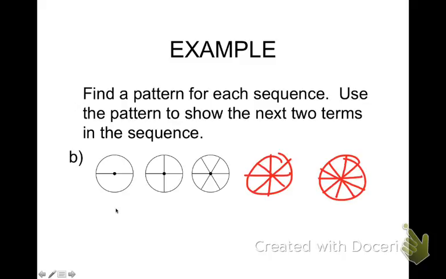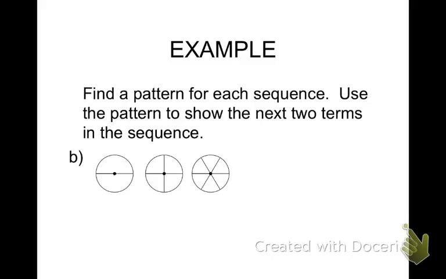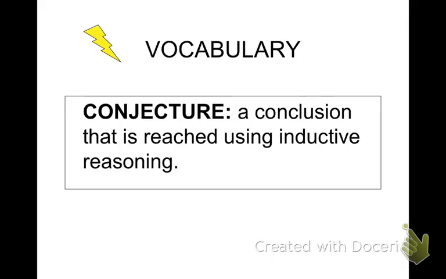So we're looking for patterns. Questions about finding patterns? All right. After we found that pattern, we are going to make a conjecture. The conjecture is your conclusion. You guys made conjectures about me as a teacher by looking around the room. A conjecture is a conclusion that is reached using inductive reasoning.